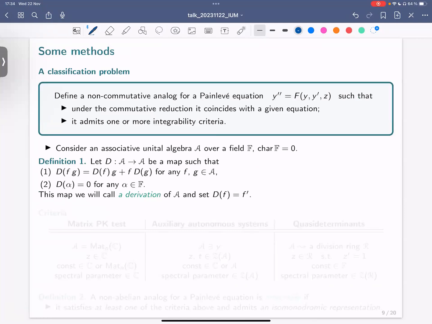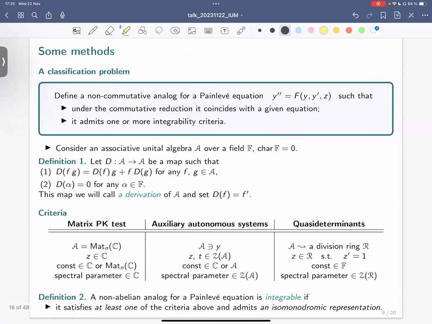Here I would like to present some methods that we have used in our papers. The problem is the following. We would like to define a commutative analog for some Painlevé equation that satisfies the following properties. Under commutative reduction, this analog should coincide with a given Painlevé equation, and it should be integrable in some sense. We will work with a unital associative algebra A over some field with zero characteristic, and we equip this algebra with a derivation that satisfies the Leibniz rule, and for any parameters from our field, the derivation of this element should be equal to 0.